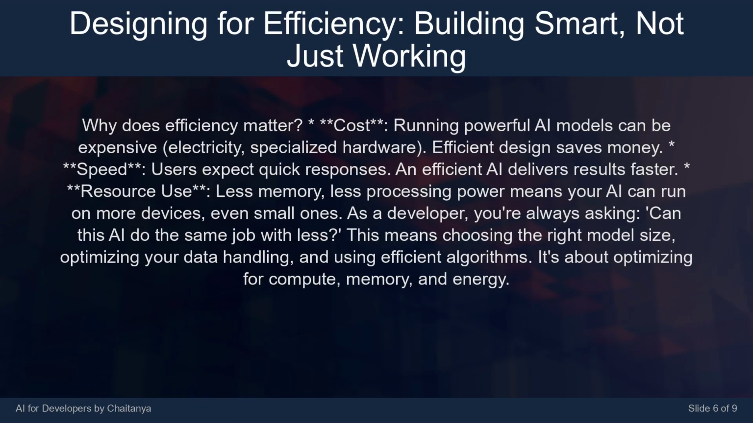Why does efficiency matter? Cost. Running powerful AI models can be expensive: electricity, specialized hardware. Efficient design saves money. Speed. Users expect quick responses. An efficient AI delivers results faster. Resource use. Less memory, less processing power means your AI can run on more devices, even small ones.